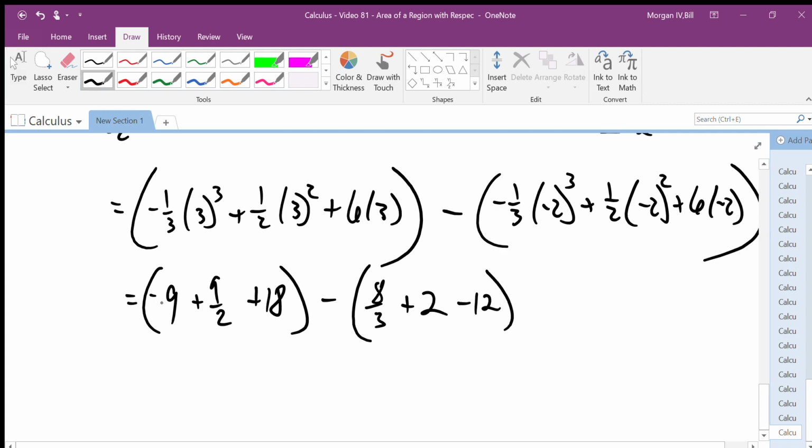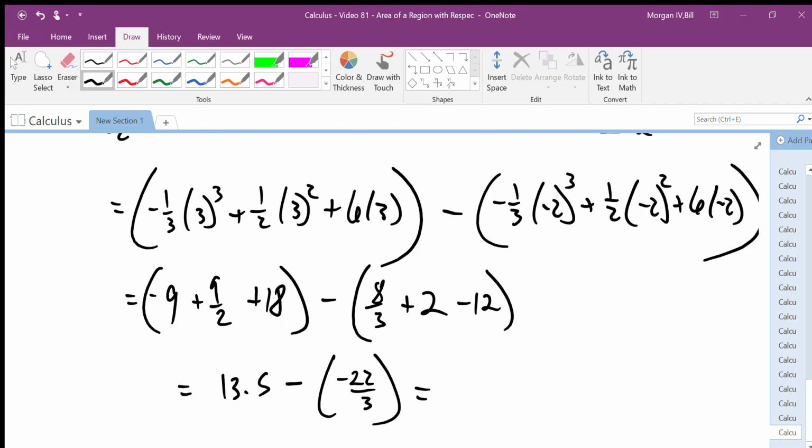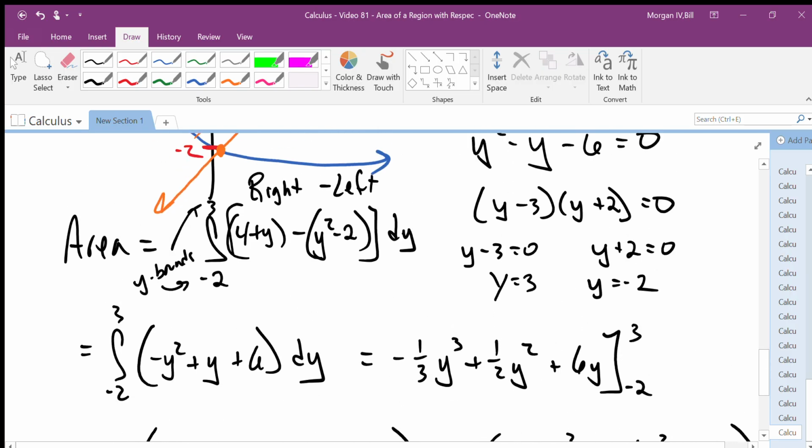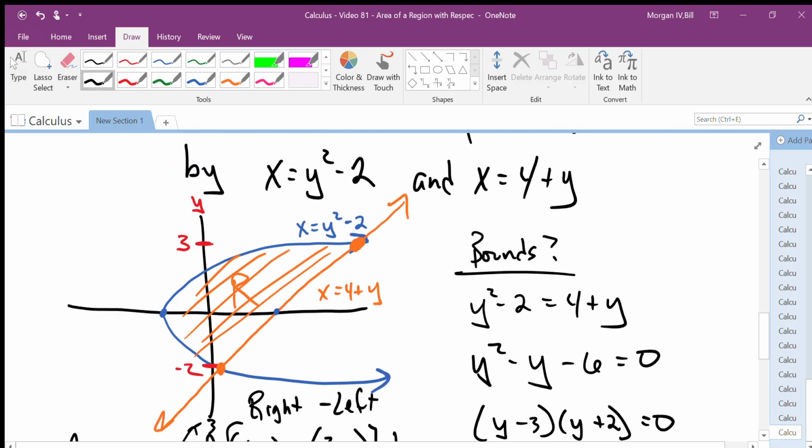18 minus 9 is 9. 9 plus 4.5 would be about 13.5. And over here, 2 minus 12 is -10. -10 plus 8 thirds. Let's see, -10 would be -30 over 3. Plus 8 would be -22 over 3. So 13.5 plus 22 over 3. I'm getting about 20.83. So the area of the region, my region drawn here, possibly poorly drawn, is about 20.83.